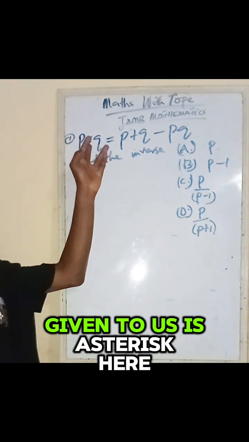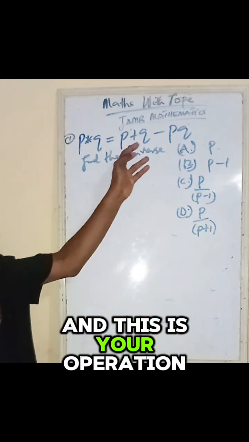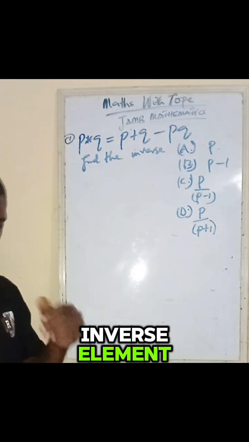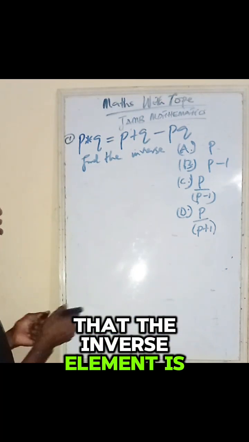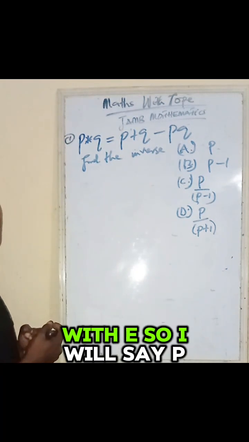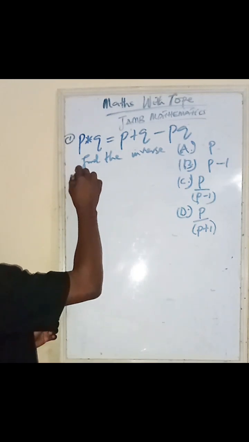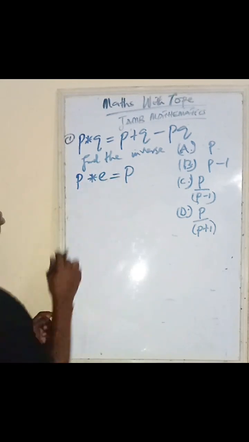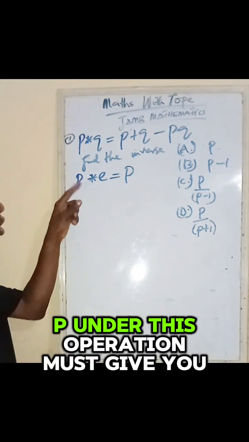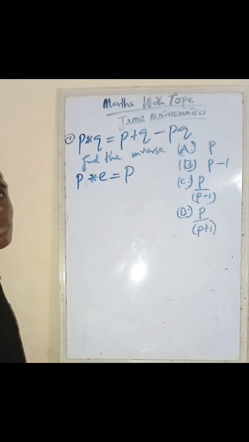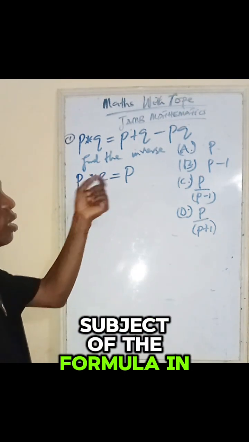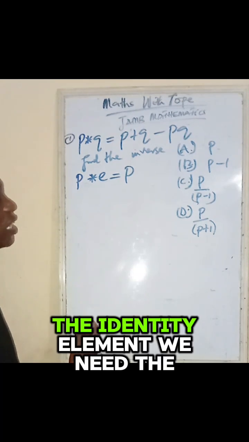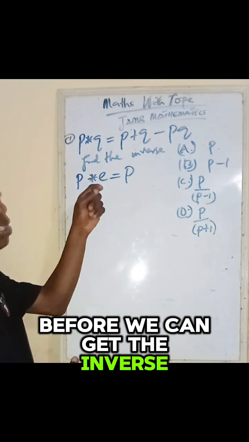You can see the operation given to us. It's asterisk here, and this is the operation. This is what you should do with this operation in this question. So finding the inverse element, you are going to rewrite it that the identity element is identified with E. So I will say P under the operation with that E must give me P. So I will now make E the subject of the formula. That will give me E itself, which is the identity element, because we need the identity element before we can get the inverse.